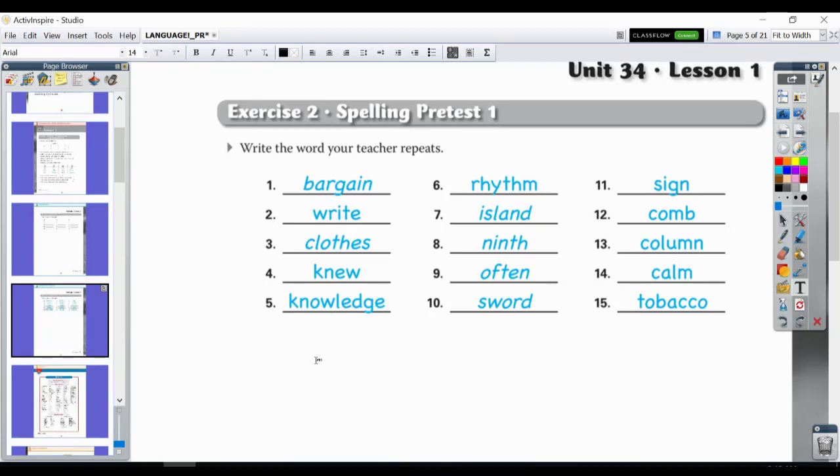Tobacco. Now, if you got any of those words wrong, I want you to write them on an index card. Then I want you to say the word, trace the letters in each of those words, repeat the word. Say, trace, and repeat each one of those. Write them on an index card and make sure you know how to spell those.